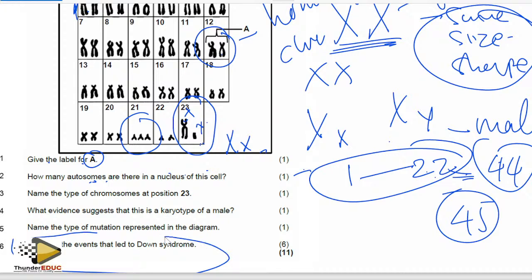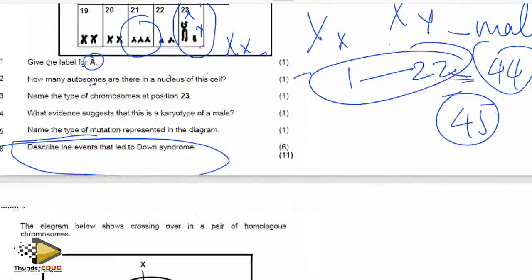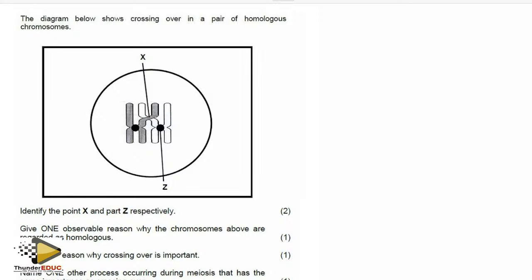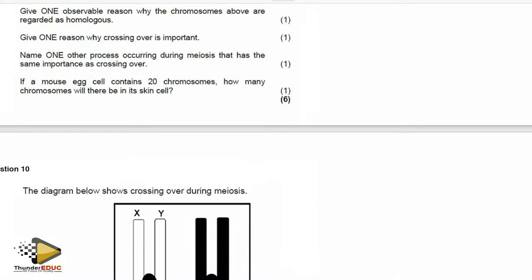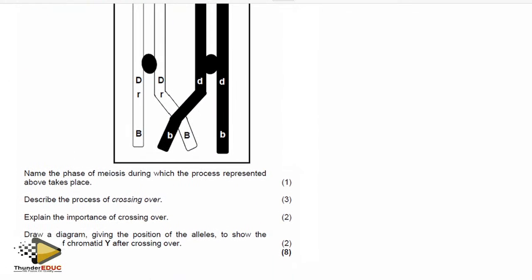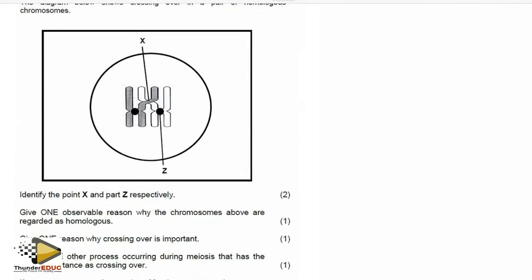Then, describe the event in Down syndrome. I'm not going to explain that, because we are going to discuss it in our next class. So please do not miss our next class. Make sure that you are always here so that you obtain a better understanding of this life science. Let's go to this question so that when we come back, we'll talk about those other questions.